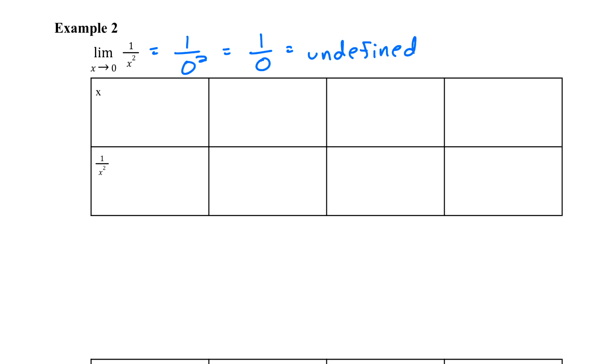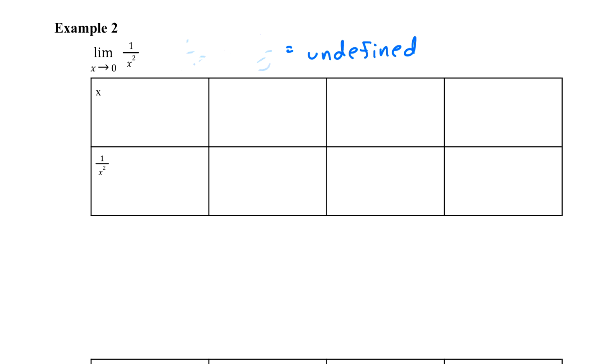And that's still technically true. This limit does not exist. But there's a little bit more we can say about the behavior of this function as we get closer and closer to 0. So I'm going to use this method of using tables to help me evaluate this limit.